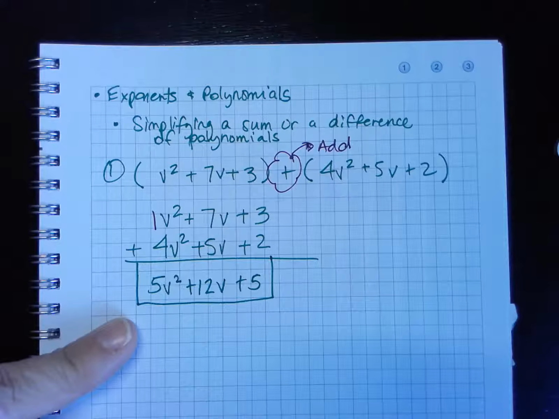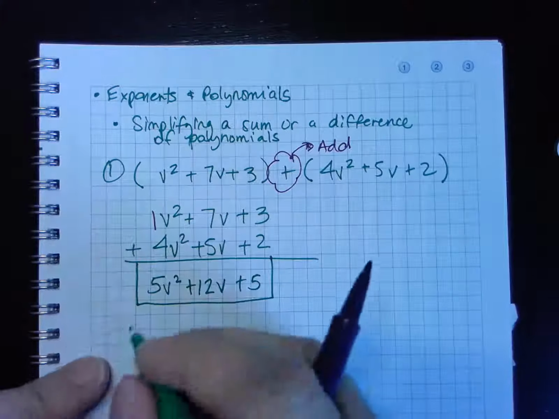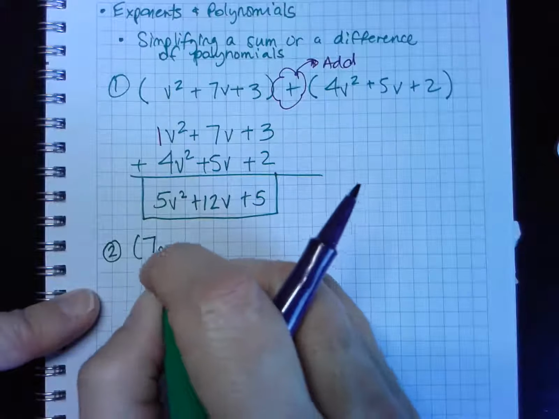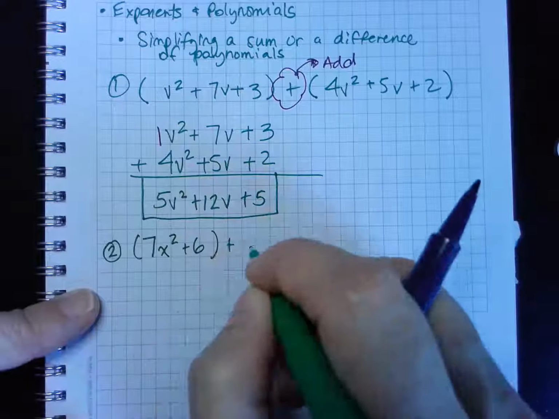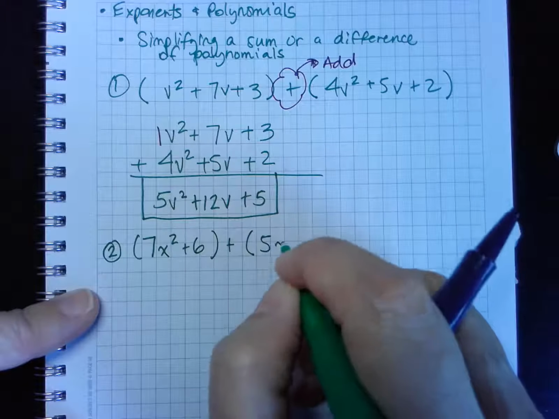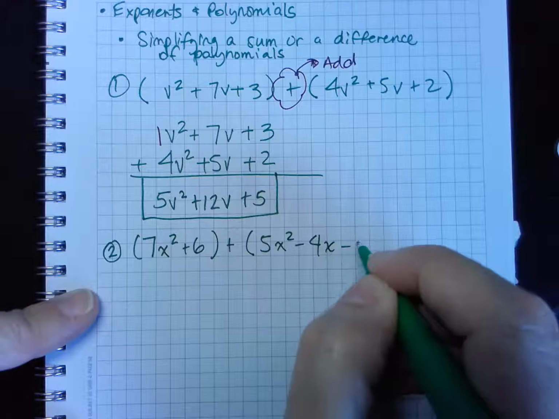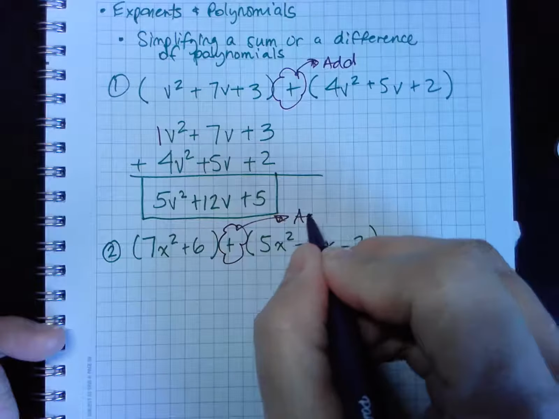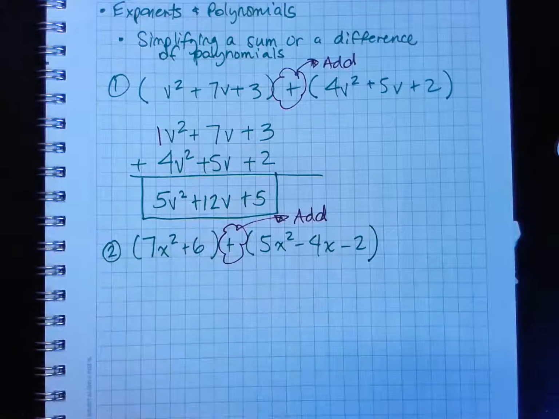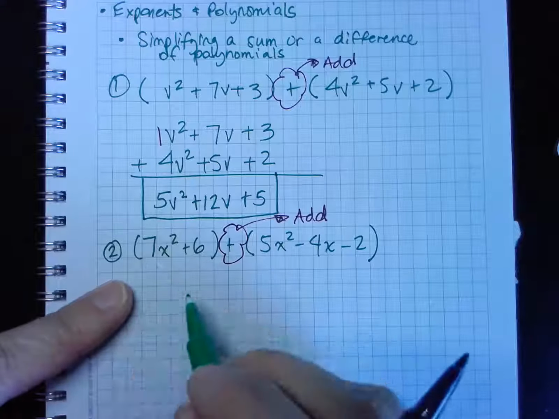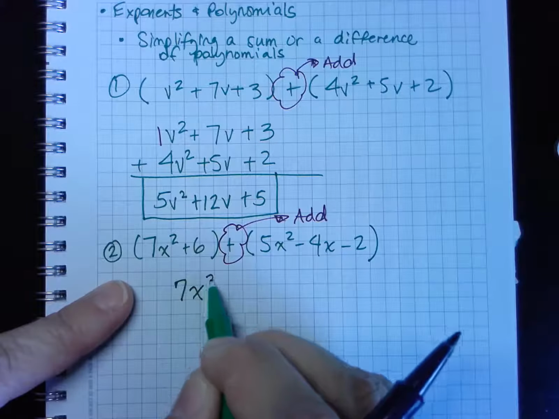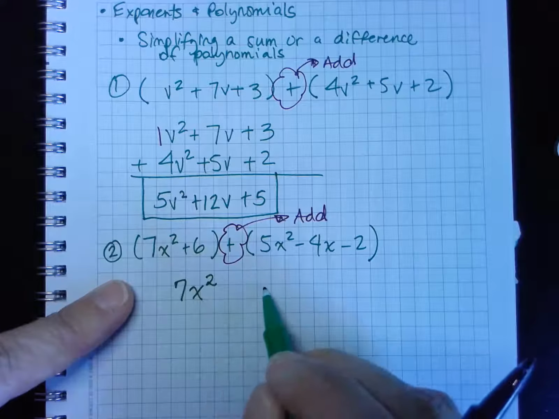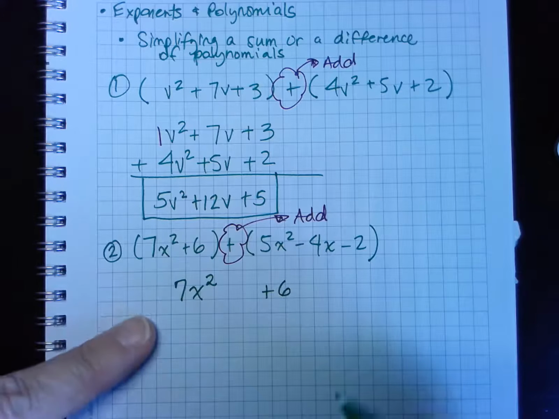Suppose that my original problem, so this will be example number 2, said 7x squared plus 6 plus the trinomial 5x squared minus 4x minus 2. So once again, you're going to see it's addition. And so everybody's signs are going to stay just like they are. So I'll take the first one, I'm going to write it down. I'm going to put 7x squared. I'm going to leave a space because I noticed there's no x term. So I'm going to leave just a little bit of room right there, and I'm going to put my plus 6 down at the end.